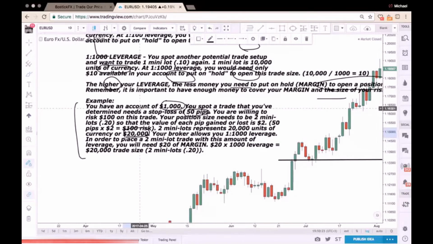based on your broker, let's say your broker allows you 1 to 1,000 leverage. That would mean if you wanted to place this 2 mini lot trade with this amount of leverage, you would need $20 of margin. 20 times 1,000 leverage equals $20,000. So you would need $20 of margin. But also remember, you would need at least $100 additional in your account to cover your risk.